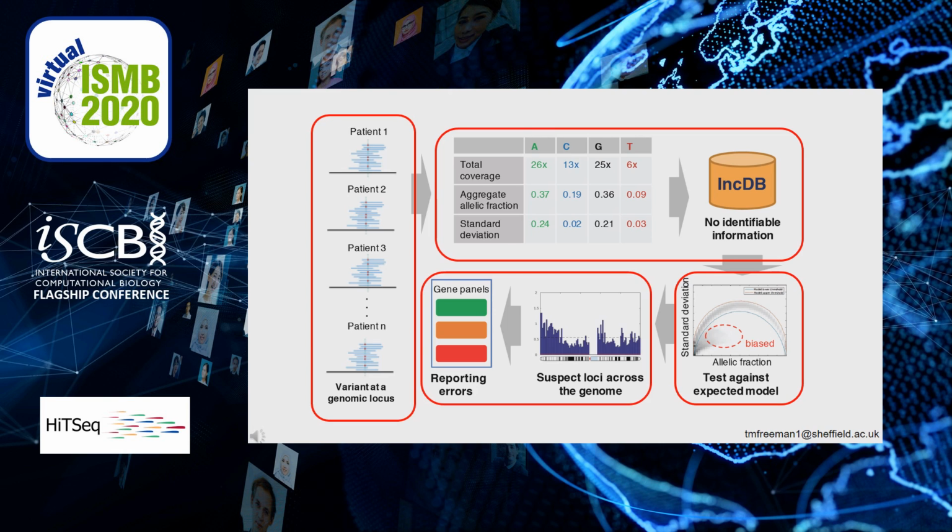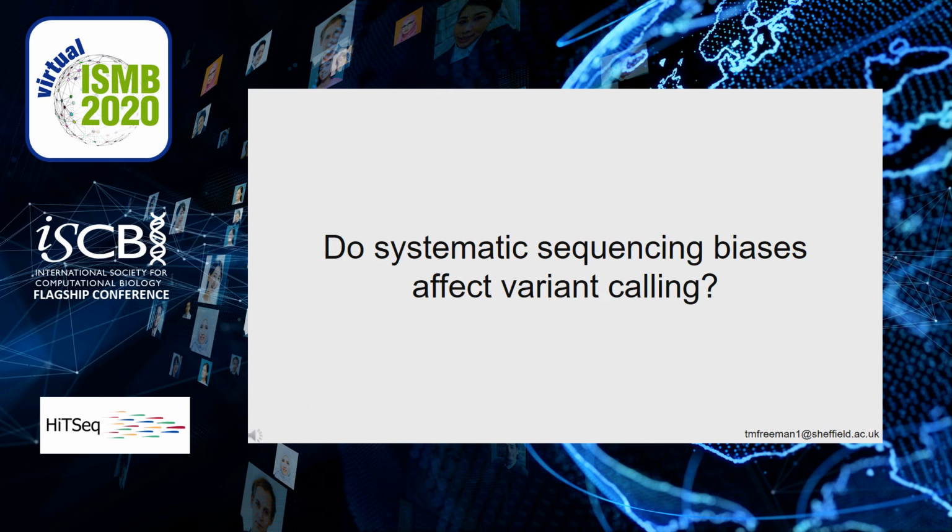After we had identified these, we finally examined where they were occurring along the genome, what regions they were enriched in, and whether they were resulting in any actual false positive variant calls in clinically important regions and panels. So did these biases actually affect real variant calls that were being made?